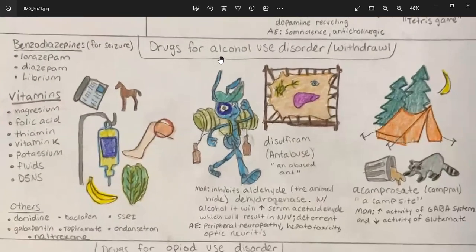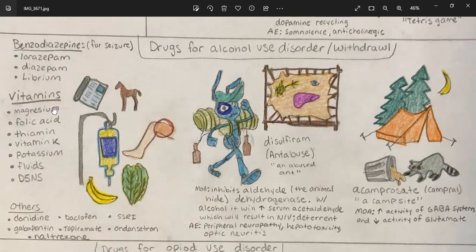So then for people who have alcohol use disorder or are going through alcohol withdrawal, you have your benzodiazepines if they're having a seizure. That's lorazepam, diazepam, and Librium. You can also give them vitamins. So you're going to give them fluids, which you can do with a banana bag. And then this picture just helps you remember what other vitamins should be given.